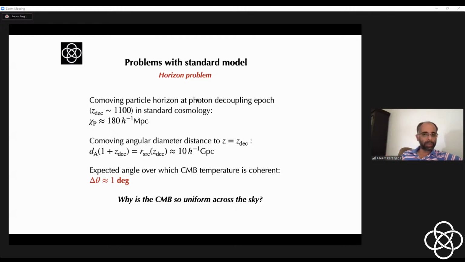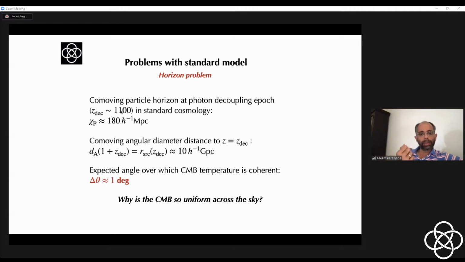And once this happens, all the free charges in the universe disappear, and photons in the standard model can only interact with charged particles. So the universe becomes transparent, and this is the epoch at which the cosmic microwave background is released. And we know when this happens. It happens around a redshift of 1100, at a time around 400,000 years after the Big Bang.